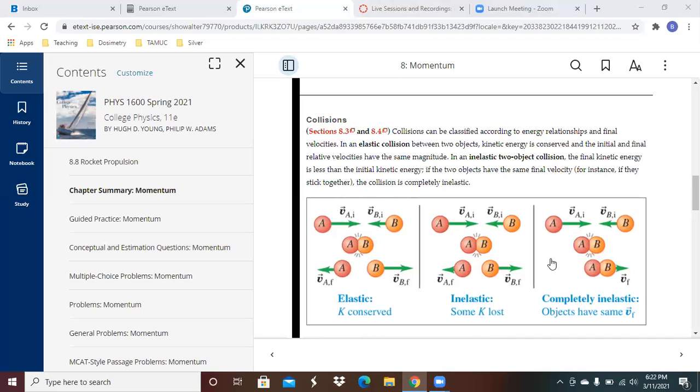And then finally, if the two objects have the same velocity, in other words, they stick together, the collision is going to be completely inelastic. So you've got your velocity vectors coming in like this, you've got your two objects coming together, wham, and then you've got a contiguous body that is now traveling at a particular velocity. That is considered to be completely inelastic. In other words, when the objects join together, they have the same velocity.